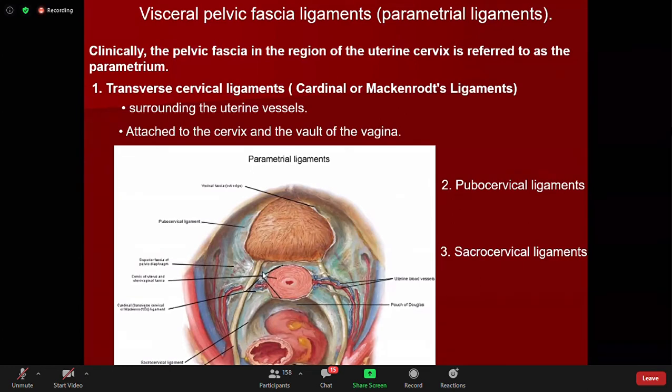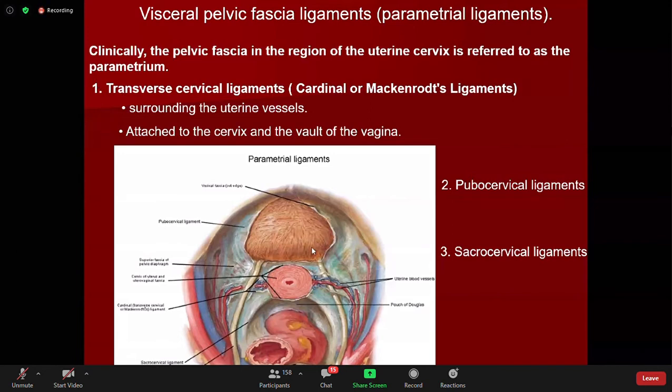So we said we have 3 categories of ligaments that will support the uterus. Number 1, gubernaculum, ligaments derived from gubernaculum. And number 2, we have the visceral pelvic fascia ligaments, or parametrial ligaments, they call them clinically.